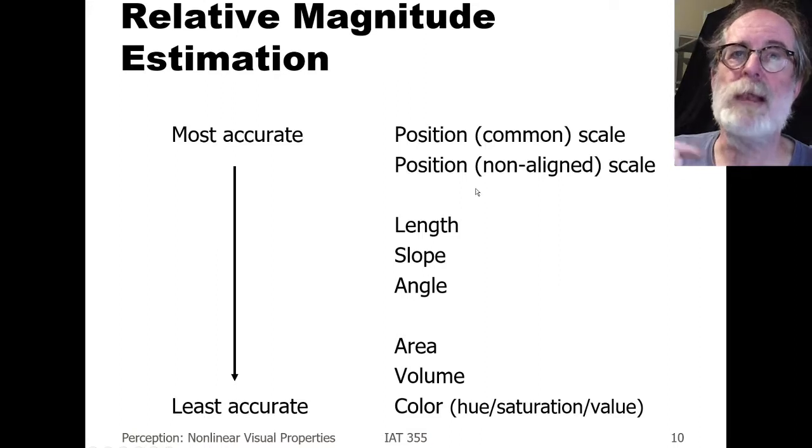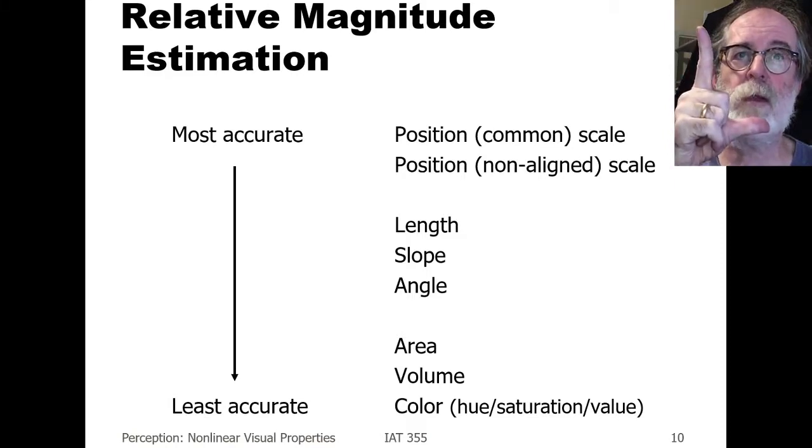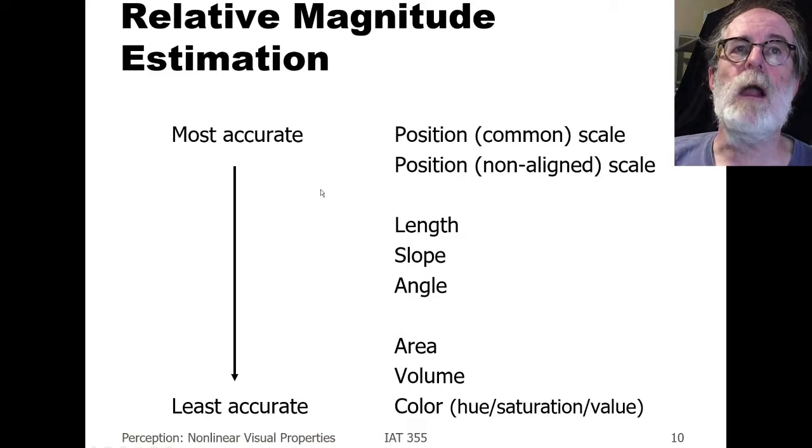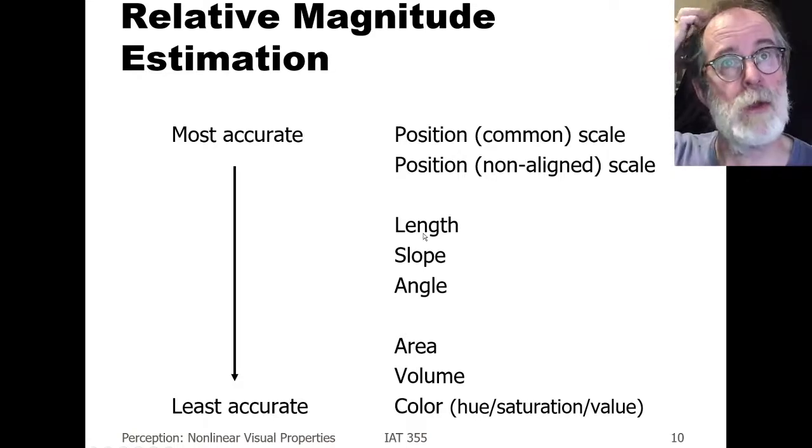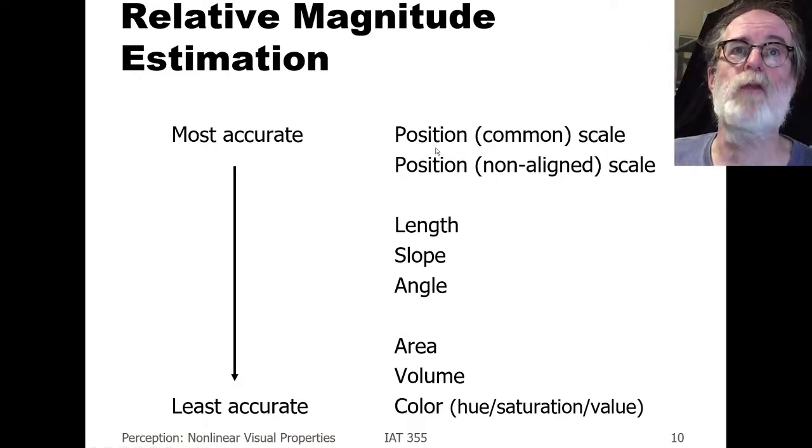Less good at positions along a non-aligned scale. Let's say you have a skewed scale that looks like this, instead of being rectilinear like that. So less good at that. Without an accompanying scale, we are pretty good at detecting length, but not as good as we would be with a scale accompanying it. We're also reasonably skilled at detecting slope and angle.